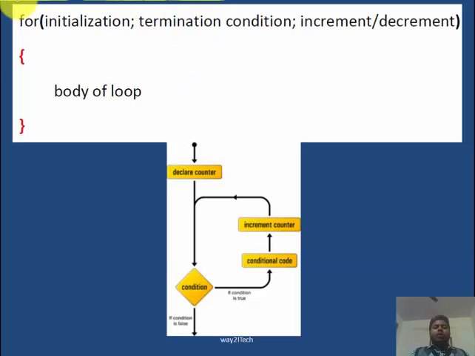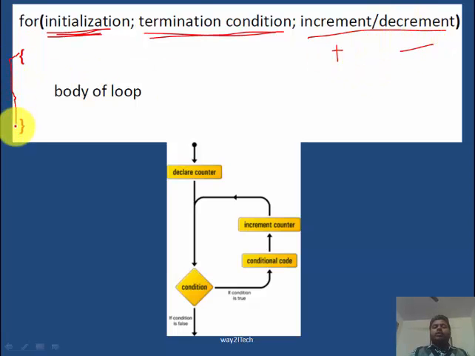So what is the syntax? Here we do the initialization of the counter variable. Here is the termination condition, which decides when we terminate the loop, and here the increment or decrement will come. Increment means an increase in value, decrement means a decrease in value. And this is the body of the loop. This initialization only works the first time, at the start of the loop. See this flow diagram, how the control will work.